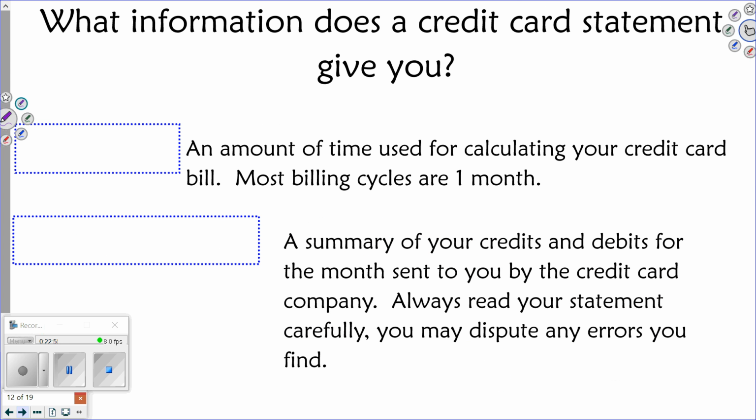All right, so what information does a credit card statement give you? Every month they're going to send you this statement that talks about everything that's going on with your account. An amount of time used for calculating your credit card bill, most are 1 month. That is called your billing cycle. Typically they do not start like October 1st to October 31st. Typically they start like mid-month to the next mid-month.